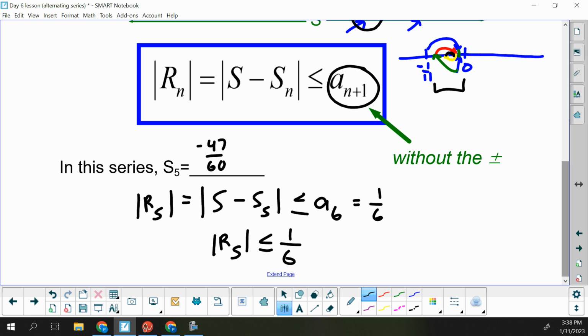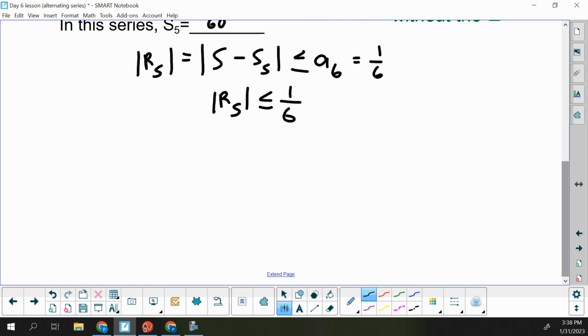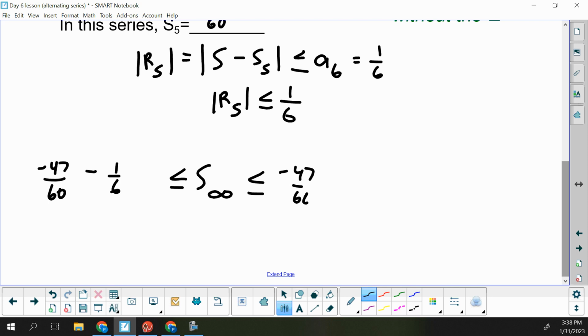Just so you can get another sense of what this is really telling us, this is telling us that our infinite sum is somewhere between negative 47/60 minus 1/6 and negative 47/60 plus 1/6. Because that 1/6, that next term, is our maximum error. So we didn't care about the sign, so that could have been either added or subtracted. But we know that negative 47/60 is within a sixth of the infinite sum.